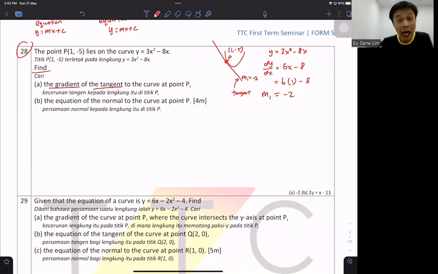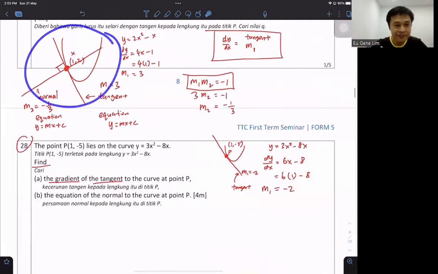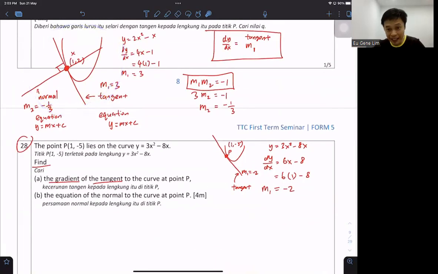You see, actually I just simply draw. I actually don't know how the curve looks like, how the line looks like, where the point is. I just simply draw so that I understand the question. So I tell you, every time you do a tangent and normal question, you just draw like this. Every time you draw the same pattern, then you understand the question.